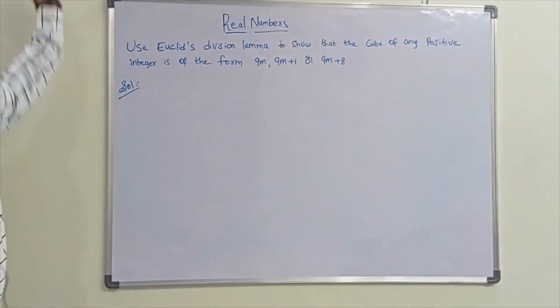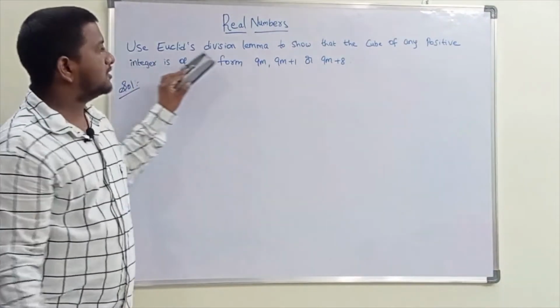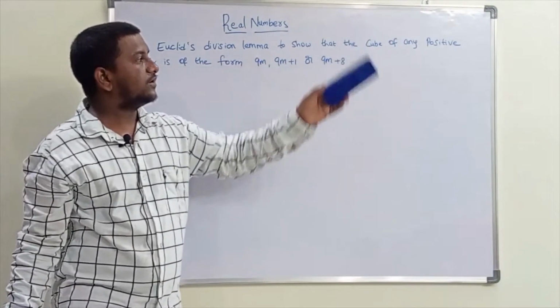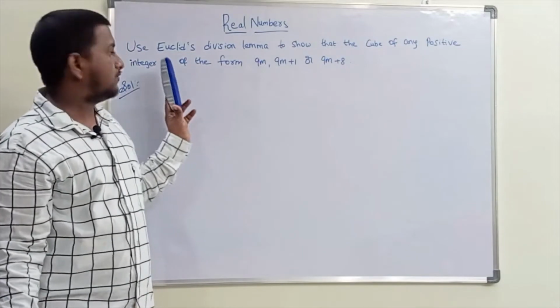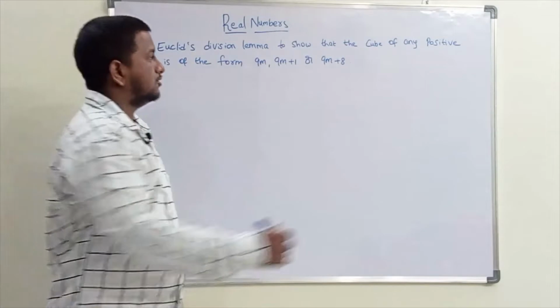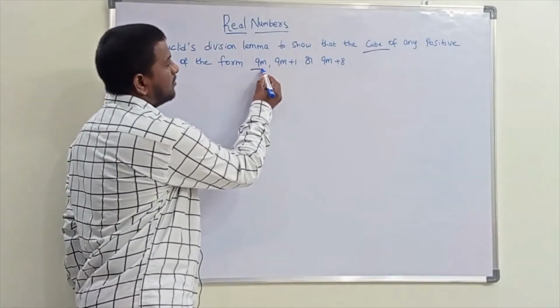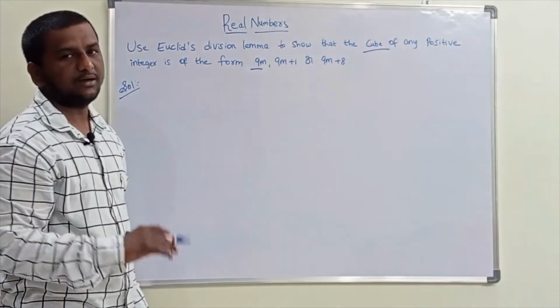Let's solve another problem using Euclid's division lemma. Use Euclid's division lemma to show that the cube of any positive integer is of the form 9m, 9m plus 1 or 9m plus 8. So here two things to note. One is cube, next is in the form of 9m, 9m plus some remainder.